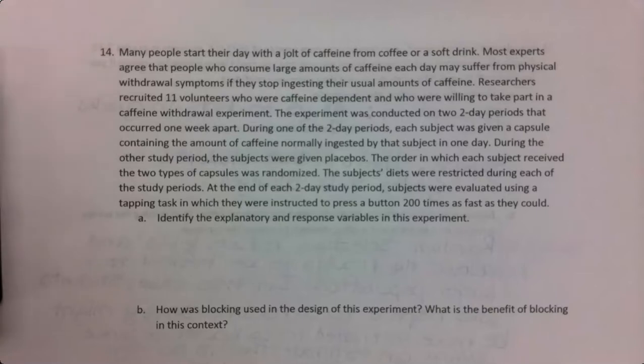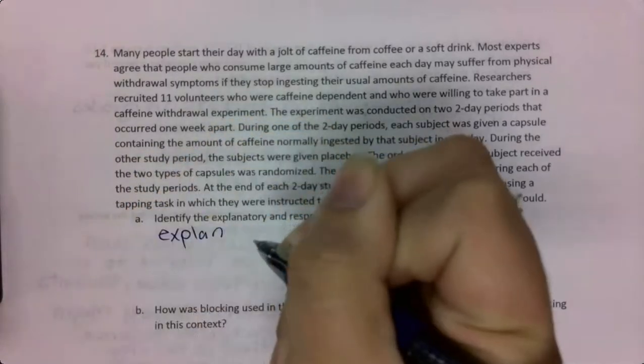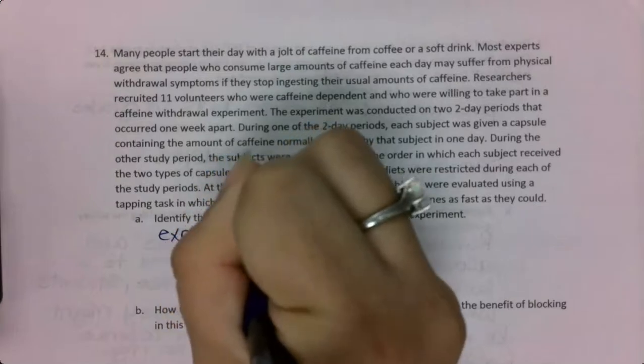Subjects' diets were restricted during each of the study periods. At the end of each 2-day study period, subjects were evaluated using a tapping task in which they were instructed to press a button 200 times as fast as they could. A wants me to identify the explanatory and response variables in this experiment. So my explanatory variable is the treatment given. So either the caffeine or the placebo.